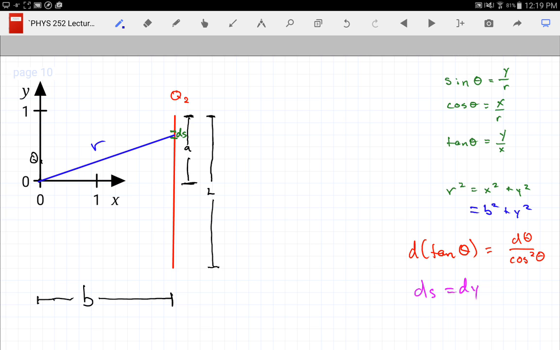What was your question, Tori? Oh, so just going to confirm that Q1 is at the origin. Yes, Q1 is at the origin. My coordinate system obliterated it.